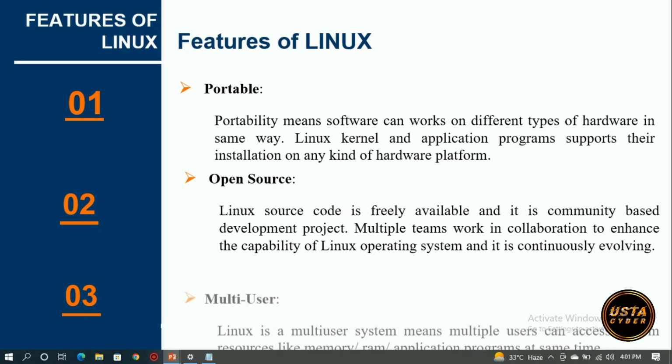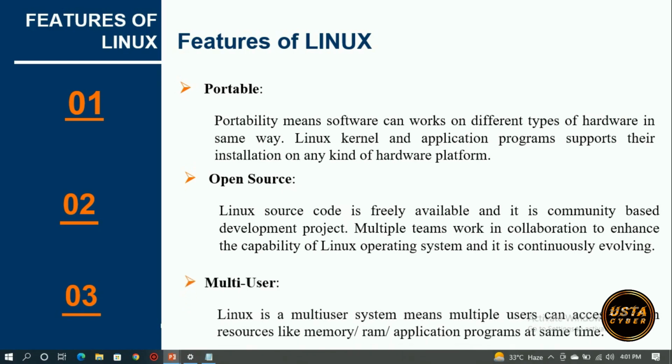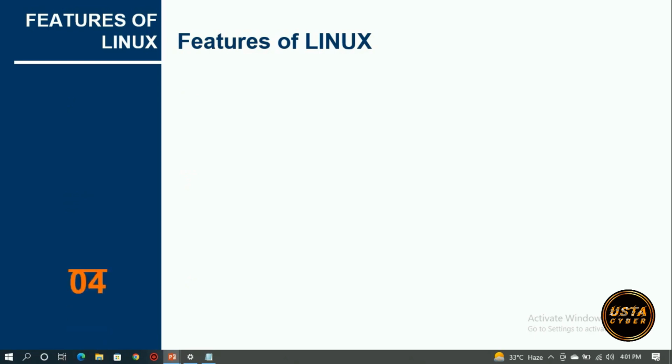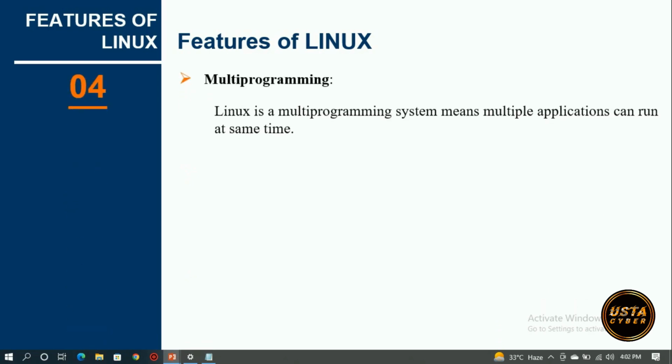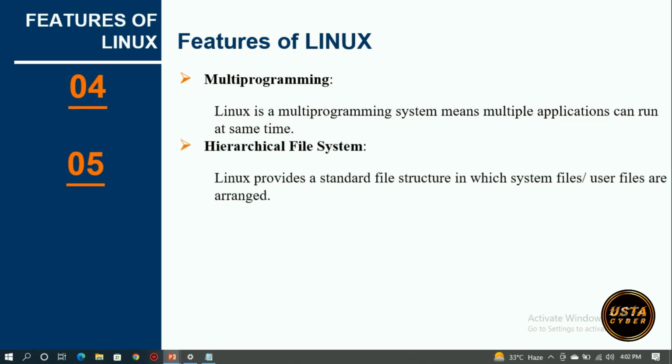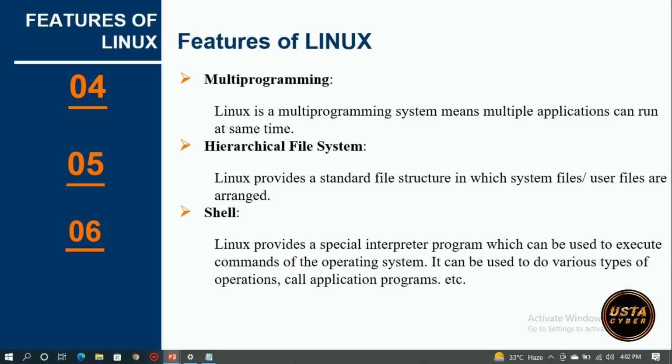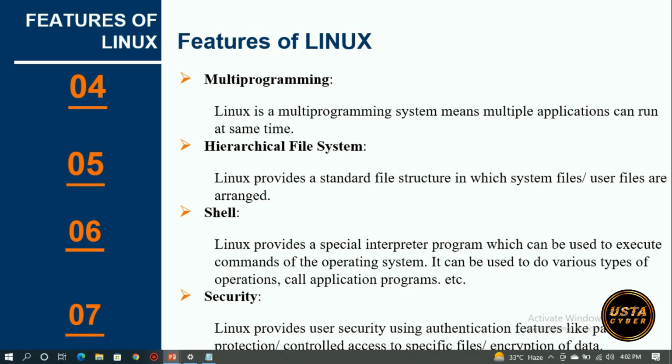Number 3. Multi-user. Linux supports a multi-user system, meaning multiple users can access system resources like memory, RAM, and application programs at the same time. Number 4. Linux provides multi-programming. A multi-programming system means multiple applications can be loaded at the same time. Number 5. Hierarchical file system. Linux provides a standard file structure in which system files and user files are arranged. Number 6. A shell. Linux provides a special interpreter program, which can be used to execute commands of the operating system. It can be used to do various types of operations and call application programs. Number 7. Linux provides user security using authentication features, like password protection, controlled access to specific files and encryption of data.